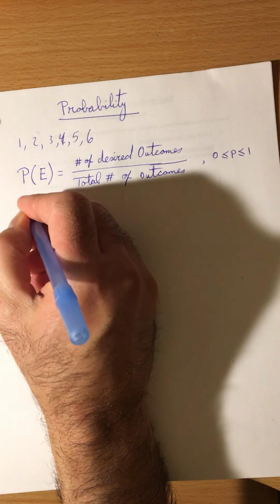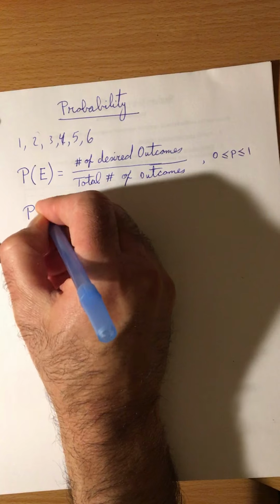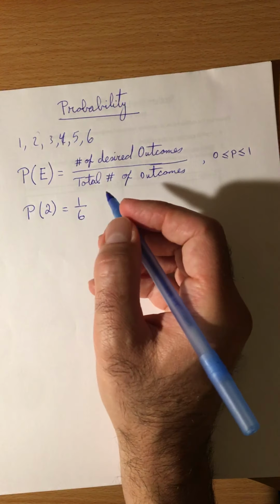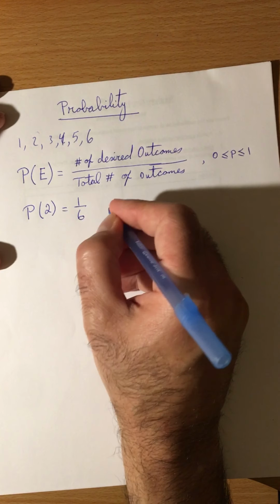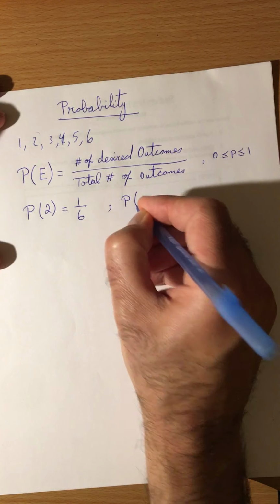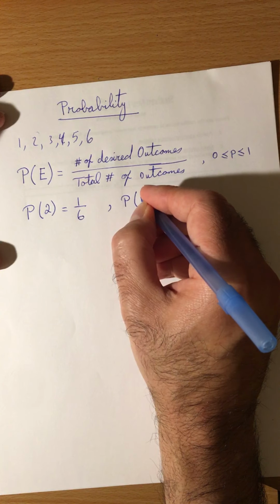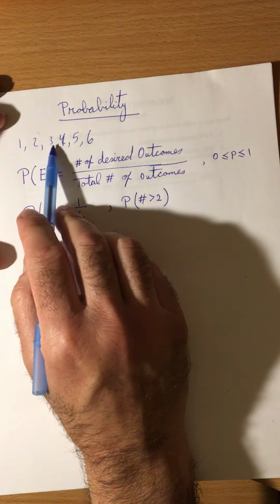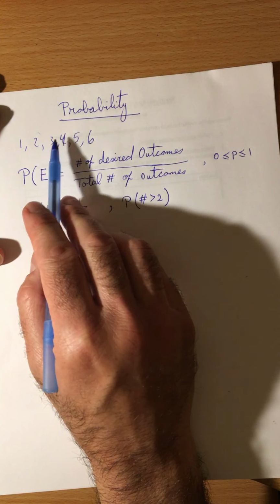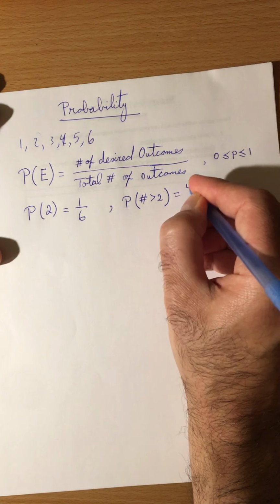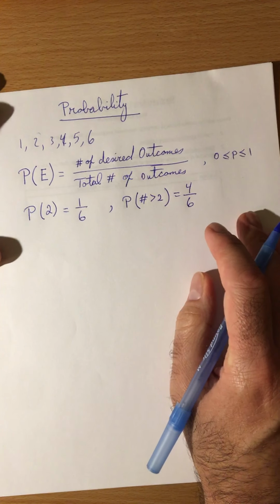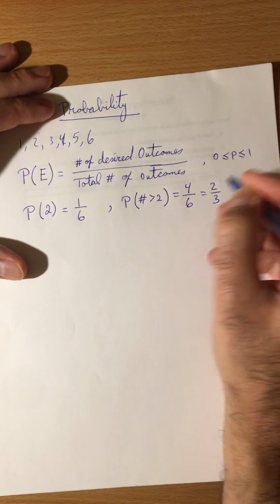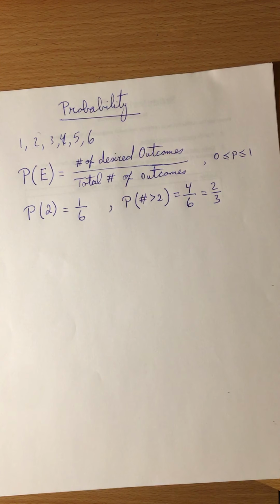So if I say what's the probability of rolling a 2, that's 1 out of 6. Number of desired outcomes over the total number of outcomes. What's the probability of rolling a number that is greater than 2? So how many numbers are greater than 2? 3, 4, 5, and 6. That's 4 out of the total number of outcomes, which is 6, which can be reduced to 2/3. Or you can change it into decimals or write it as fractions.